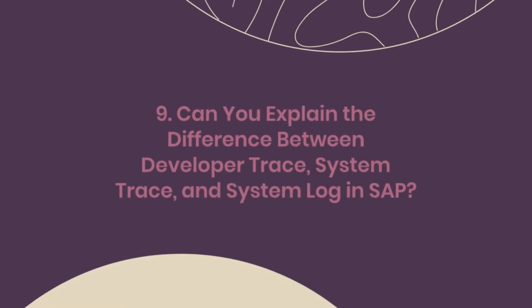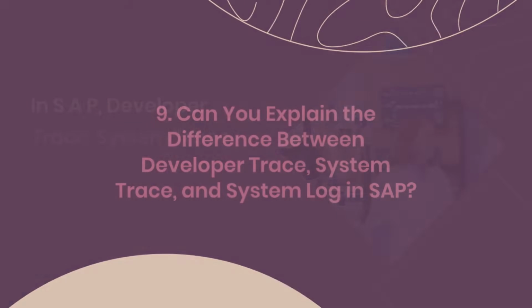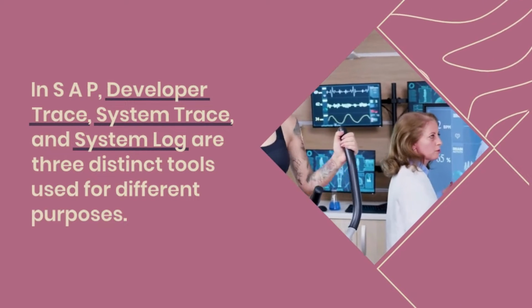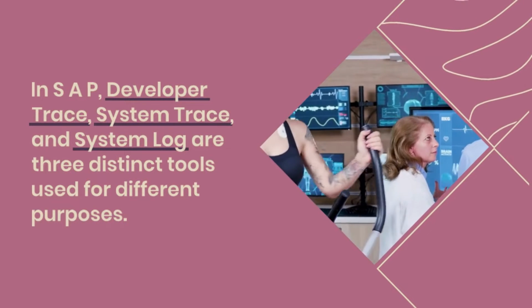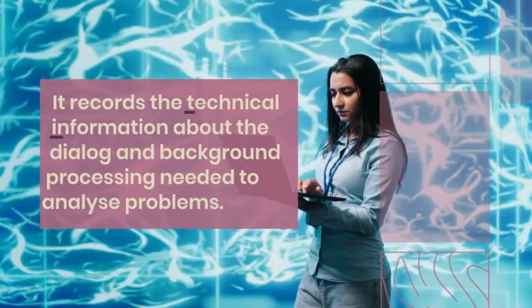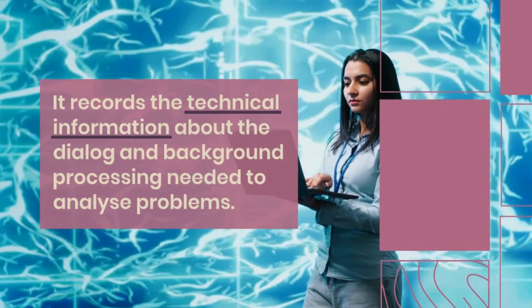9. Can you explain the difference between Developer Trace, System Trace, and System Log in SAP? In SAP, Developer Trace, System Trace, and System Log are three distinct tools used for different purposes. Developer Trace is a tool used by developers to debug programs. It records the technical information about the dialogue and background processing needed to analyze problems.